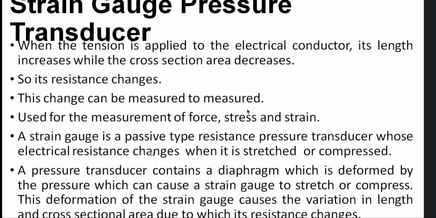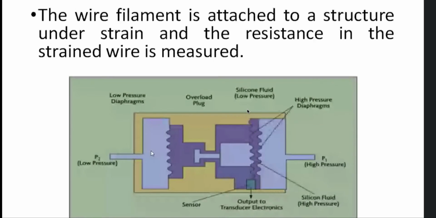A pressure transducer contains a diaphragm which is deformed by the pressure, which can cause a strain gauge to stretch or compress. This deformation of the strain gauge causes a variation in length and cross-sectional area, due to which its resistance changes. Go through the LVDT diagram, I will explain.